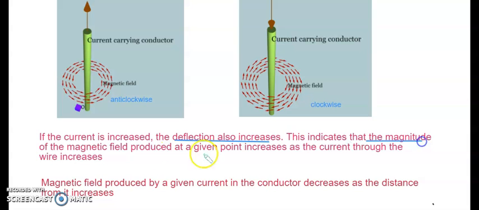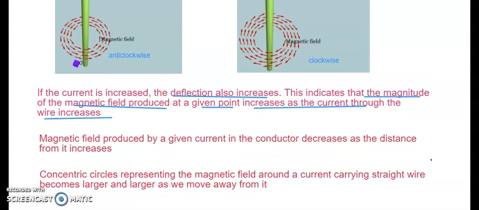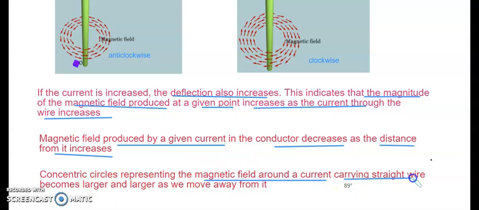This indicates that the magnitude of the magnetic field produced at a given point increases as the current through the wire increases. The magnetic field produced by a given current in the conductor decreases as the distance increases. Means as you move far away, the magnetic effect will decrease. Therefore, the concentric circles are becoming bigger and bigger, meaning they are moving far away from the rod. So the distance is increasing. That is what they mean. The concentric circles representing the magnetic field around the current carrying straight wire become larger and larger as we move away from it.